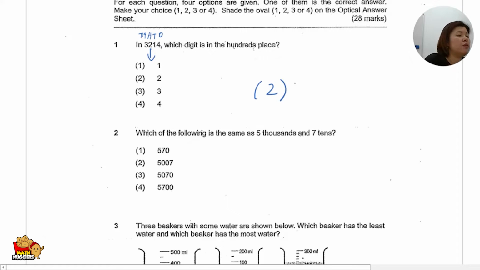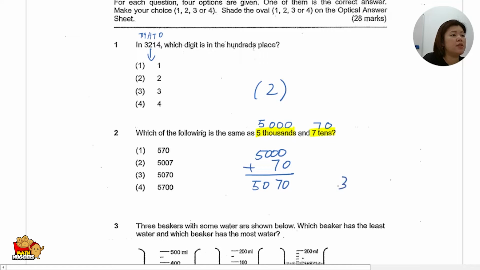Okay, next one. Which one is the same as 5,007 tens? If you can see, this one is actually in English and numbers. So let's make it into number. Thousands means put 3 0 on top and then put back my 5. Tens means 1 0 and put back my 7. So if you add them together, it's actually 5,070, which is number 3.